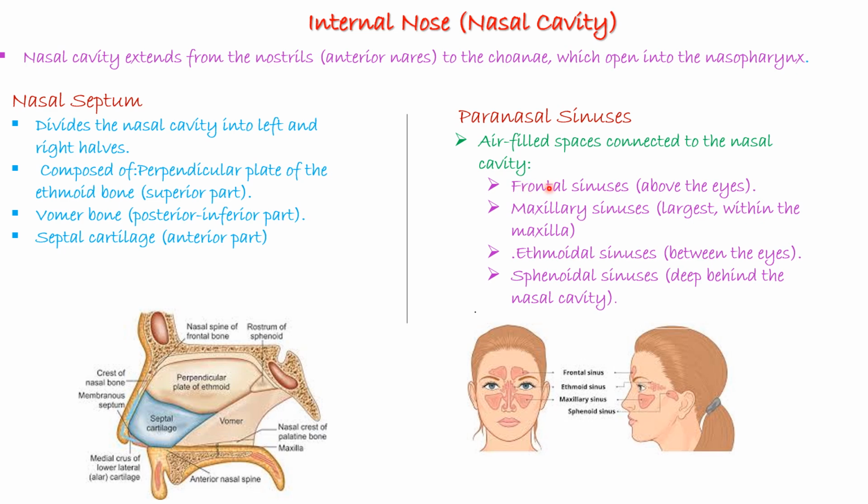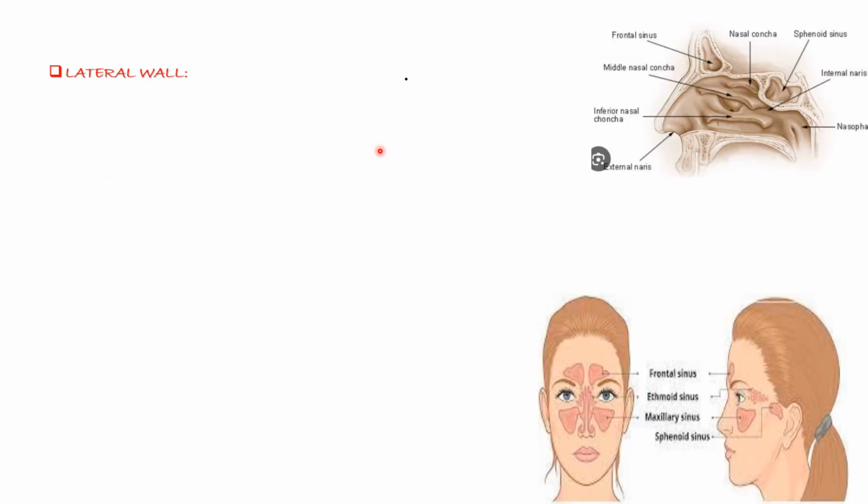However, before we see how they are connected, you can see how many sinuses we have. We have the frontal sinuses, which are observed here, which are above the eyes. We have the maxillary sinuses, which are the largest. We have the ethmoid sinuses, which are between the eyes. So the frontal, the maxillary, and the sphenoid sinuses are paired sinuses, whereas the ethmoidal sinuses are multiple and are in the lateral wall of the nose, that is in the nasal cavity.